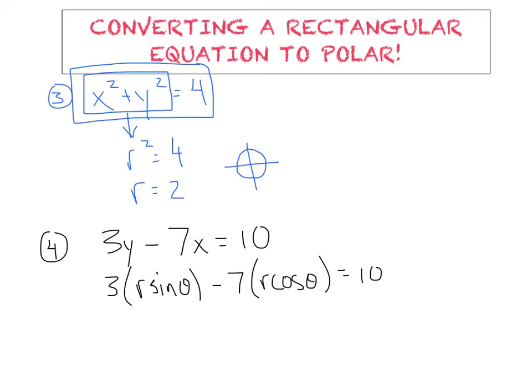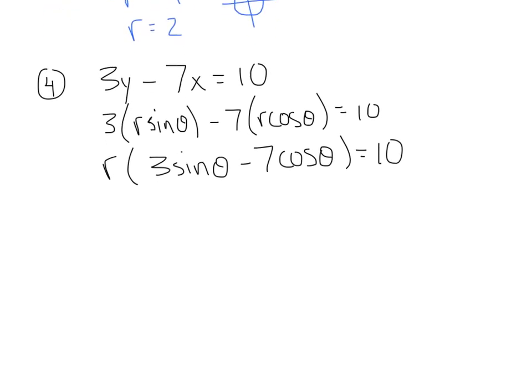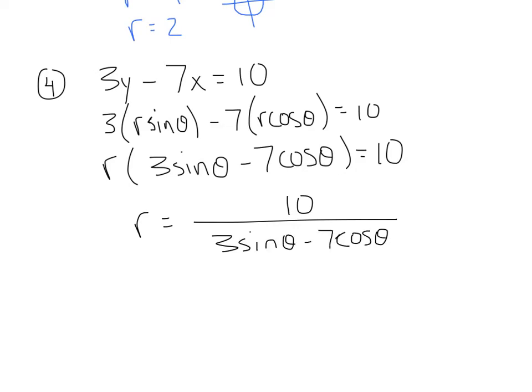What I'd like to do now is I usually like to solve for r if possible. So I'm going to factor out my GCF of r, which then leaves me with 3 sine of theta minus 7 cosine of theta. And then I'm just going to simply divide that large obnoxious quantity to the other side and solve, get this r all by itself. So r is really equal to 10 divided by 3 sine of theta minus 7 cosine of theta. There it is.